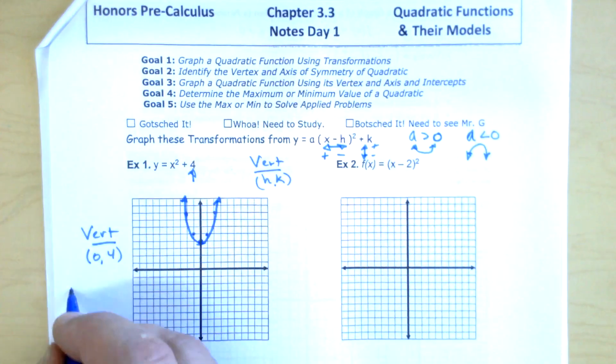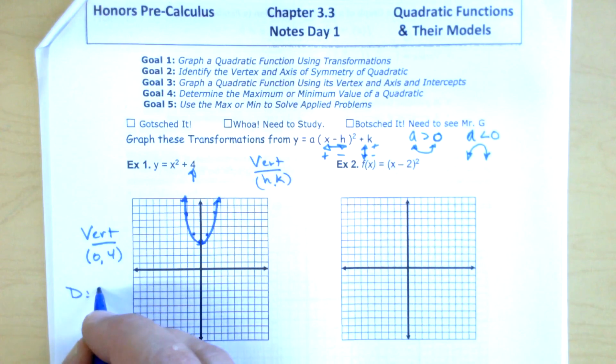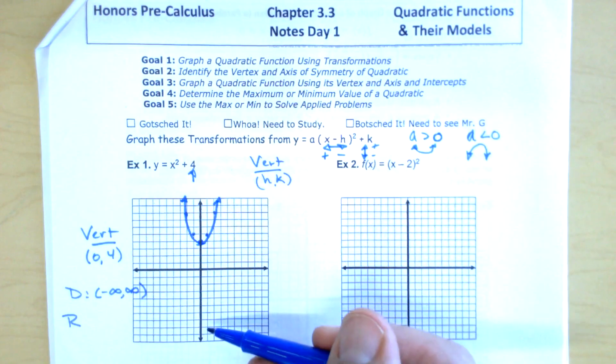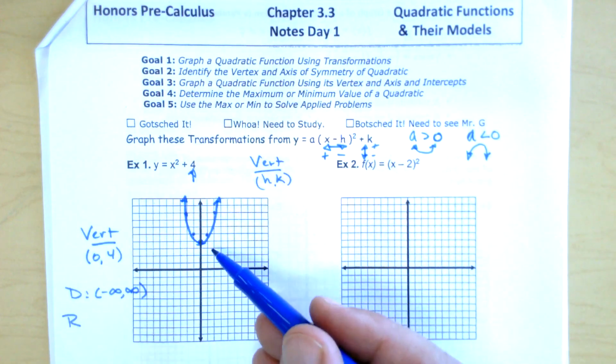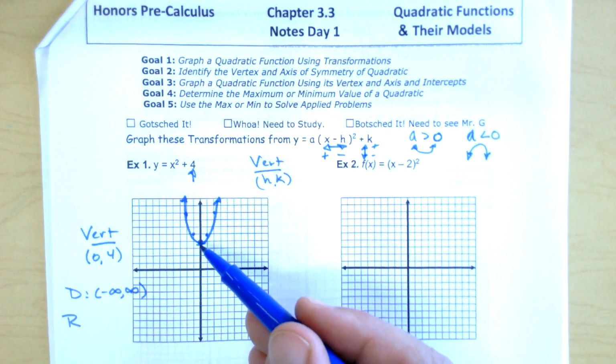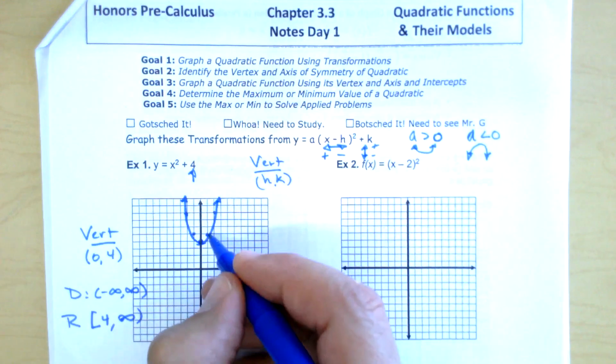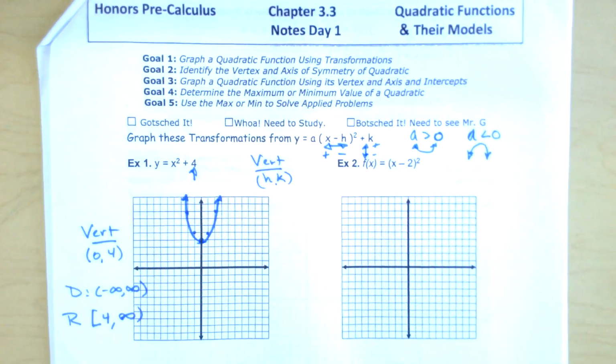You guys should also know domain and range. Domain is all reals. You can do negative infinity to infinity or the fancy R. And then your range is bottoms up. How low does it go? Does it go down low, down to the floor? No, it goes down to four. So it starts at four, and it goes all the way up. How high does it go? Does it go up high all the way to the sky? You betcha. It goes all the way up to infinity.